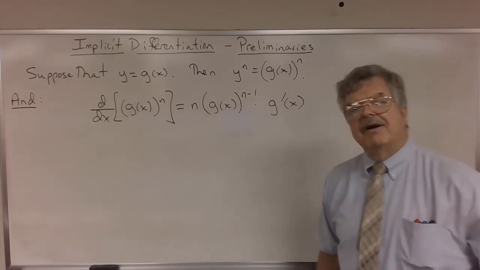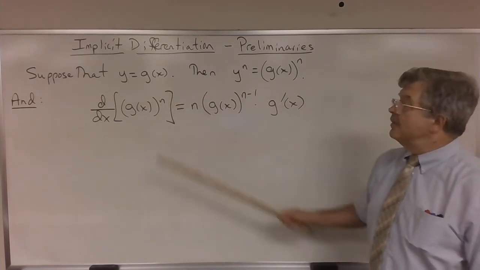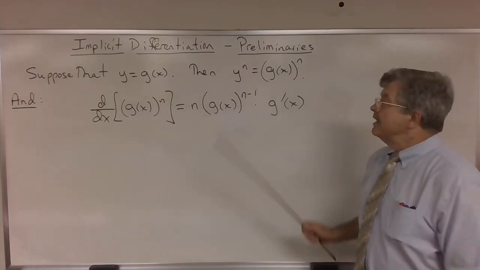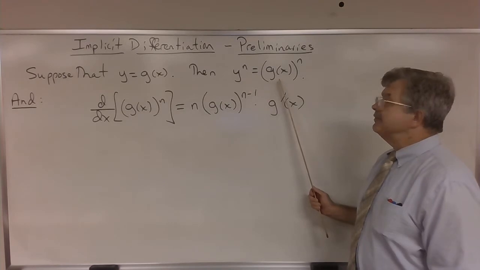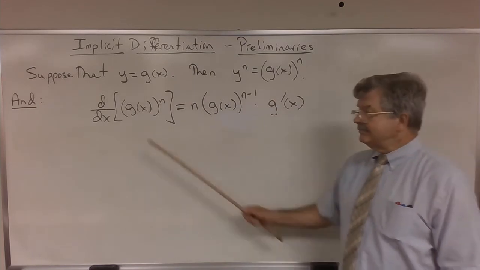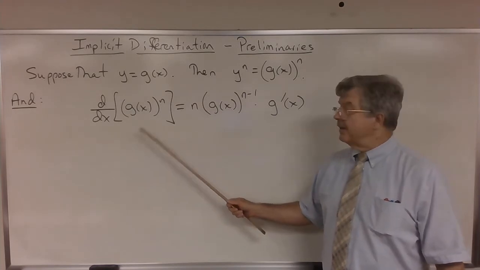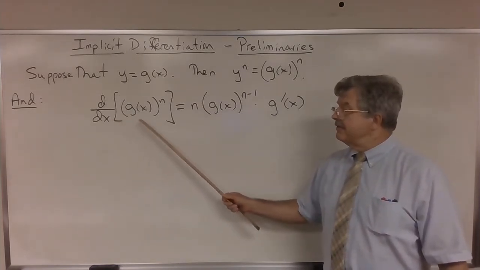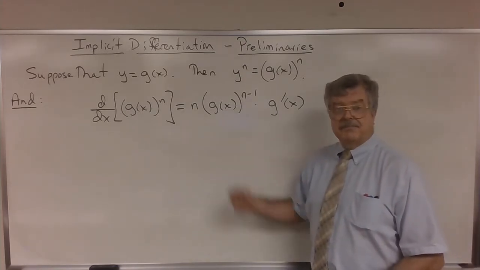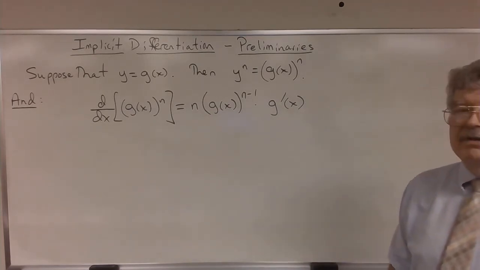But to start things off, just suppose that y is some function of x. So we'll say that y equals g of x. If that's the case, then y raised to the n power is the same thing as g of x raised to the n power. And we know what happens when we compute the derivative of g of x raised to the n power. This is the derivative of a function raised to a power. So we have the power rule as usual times the derivative of the inner function. And there's no surprises there.